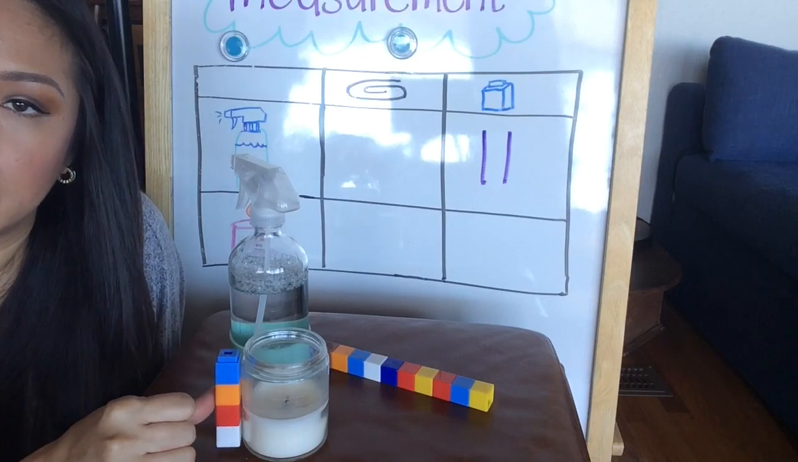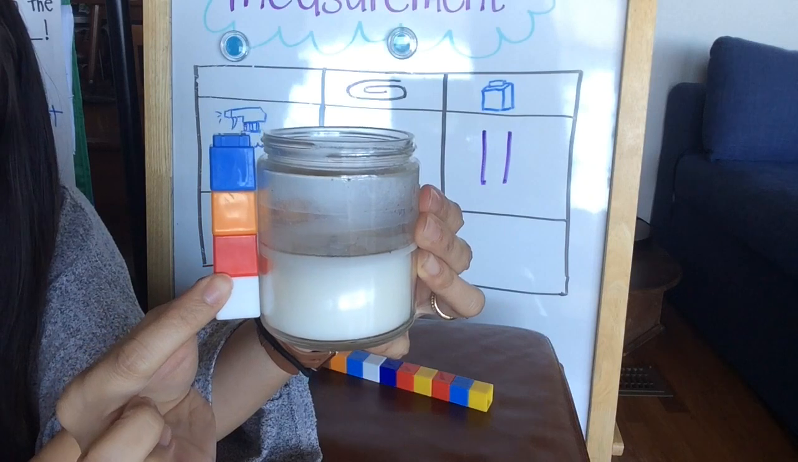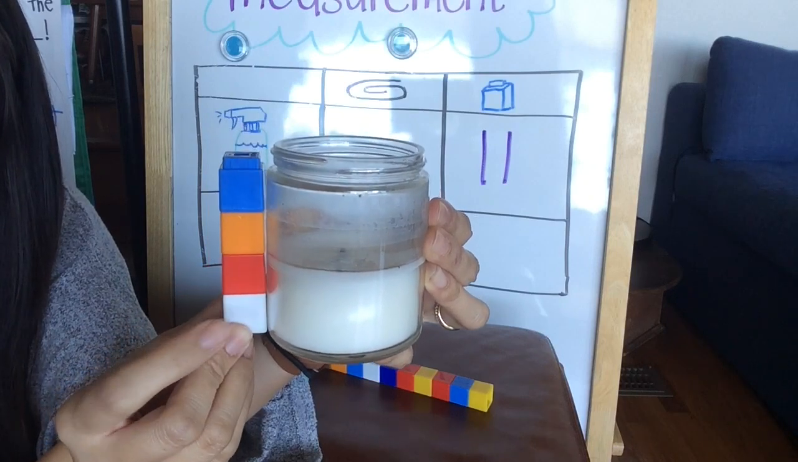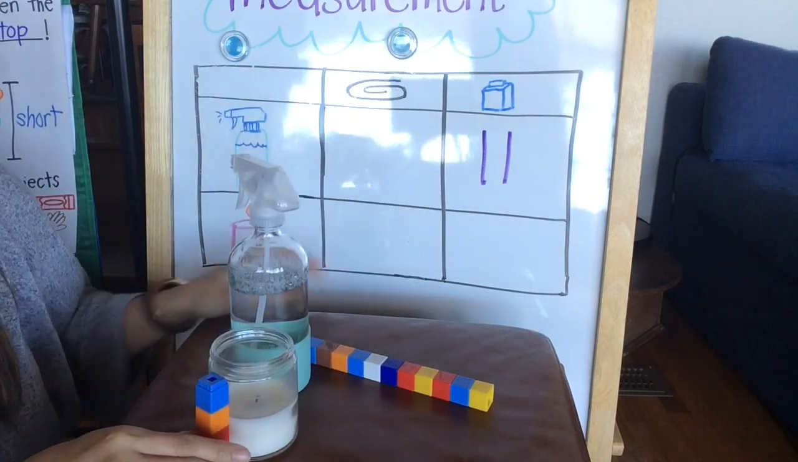Looks about right. You guys agree? Yep. All right, how many cubes do you guys see here? 1, 2, 3, 4. You're right, that's 4 cubes tall.